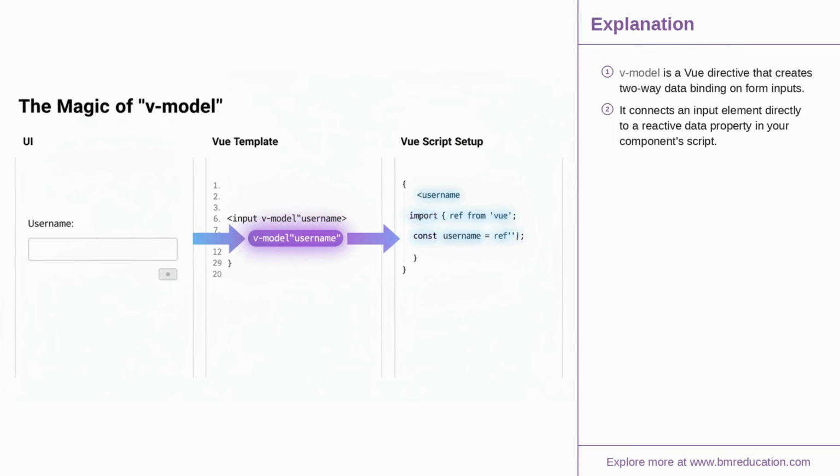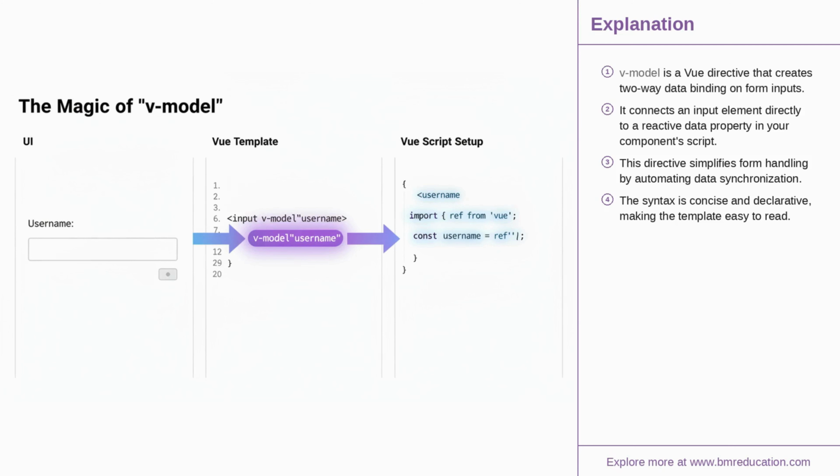The primary tool that enables this magic for form inputs is the v-model directive. Think of it as a dedicated syntax for creating that two-way data binding we just discussed. You simply add v-model to an input element and connect it to a reactive variable in your script. Let's see the basic structure before applying it to different input types.